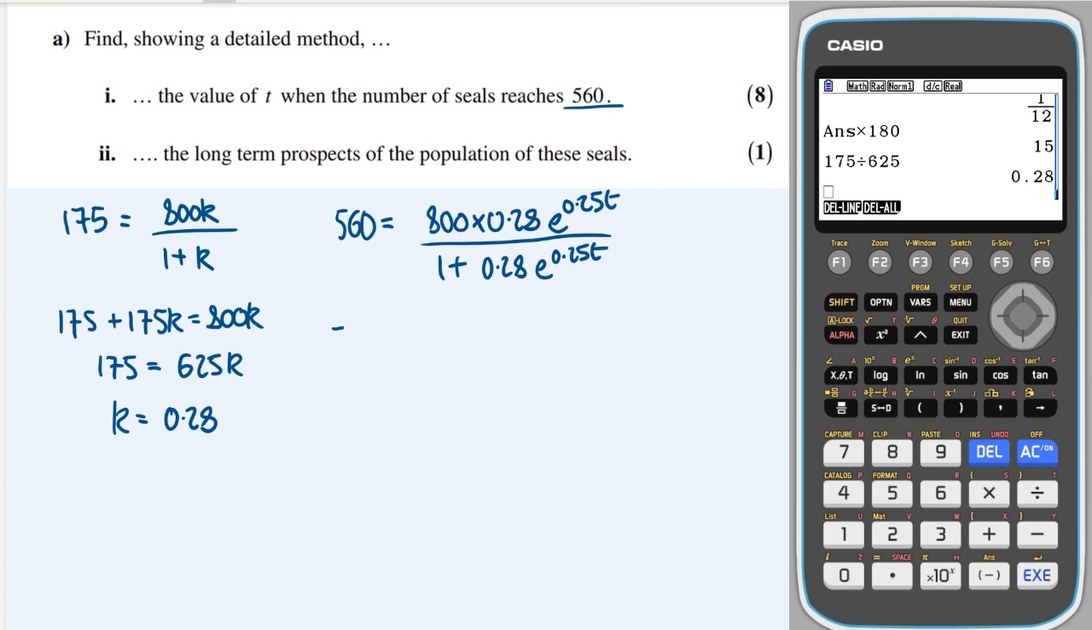Okay, let's multiply up. So I get 560 times 1, which gives me 560, and then I get 560 multiplied by 0.28, which gives me plus 156.8 e to the 0.25t, and that's equal to 800 times 0.28, which is 224.